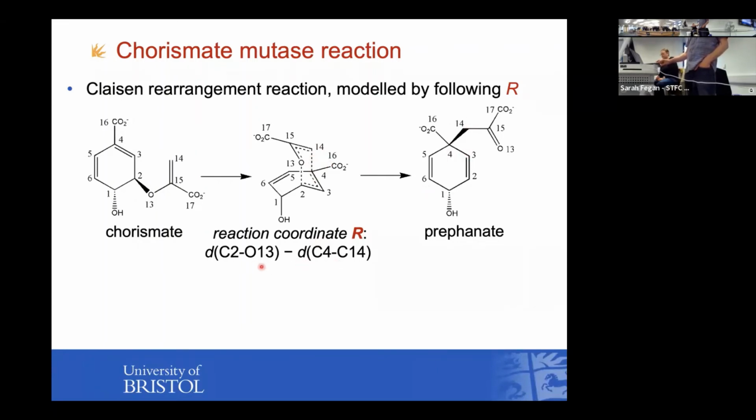So by taking that difference, we expect that when we are still in the Chorismate place, then, what is a carbon-oxygen bond? 1.6 angstrom, something like that. This one will be 3.5 or more.